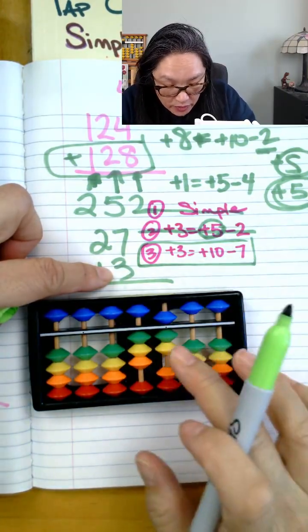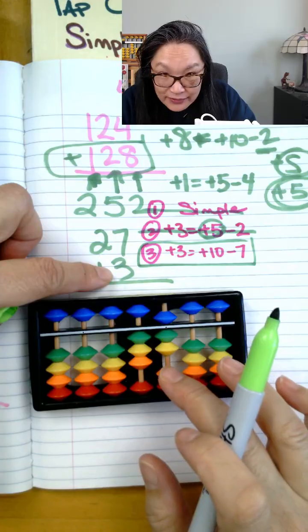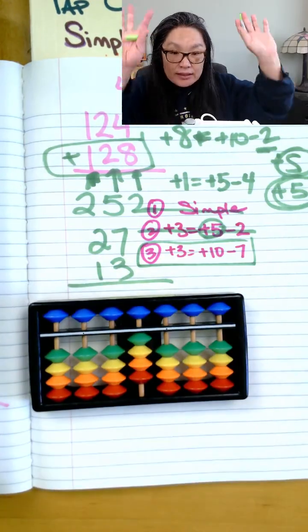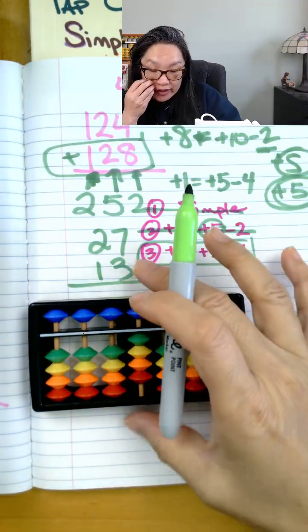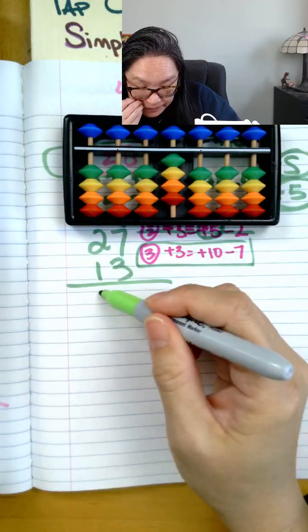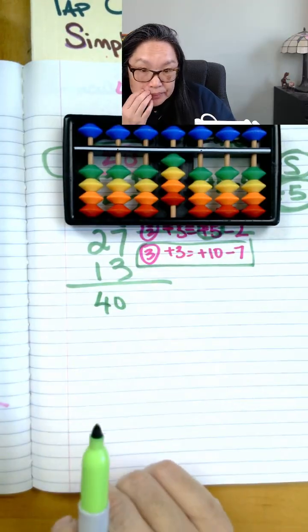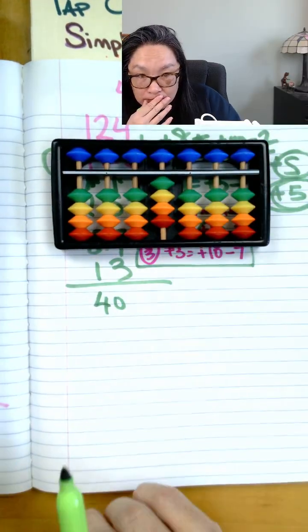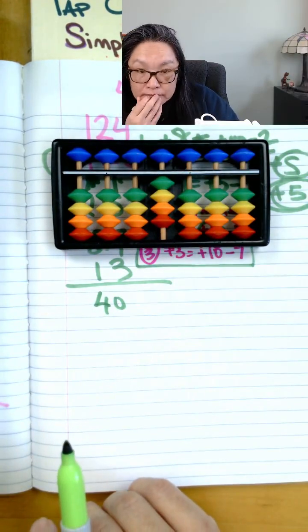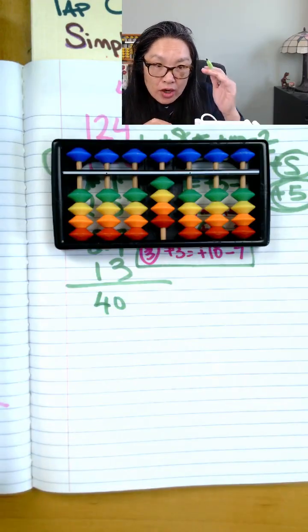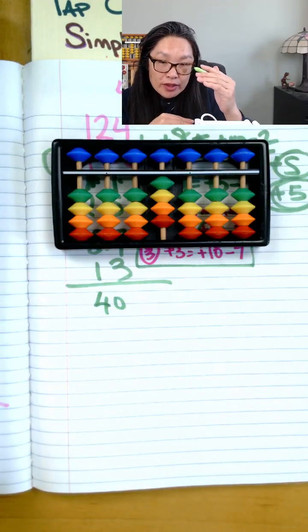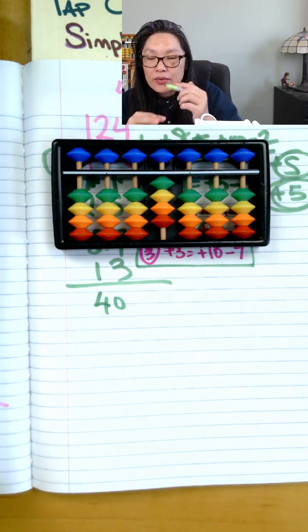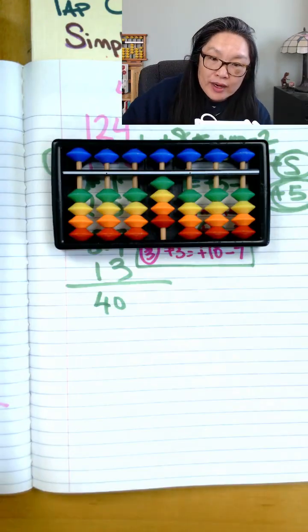So what do we do? Plus the 10 minus the 7. So I plus the 10 and I take away the 7. And Ethan for the win. It is 40. Make sense? So it all depends on the numbers that we do. That was the thing that I wanted to do for my 4th grade.